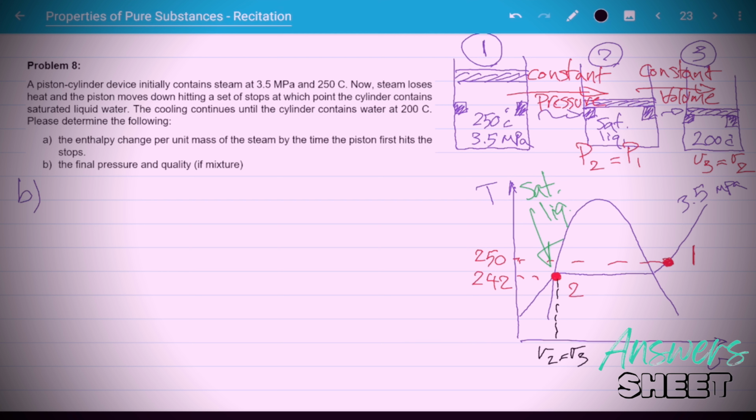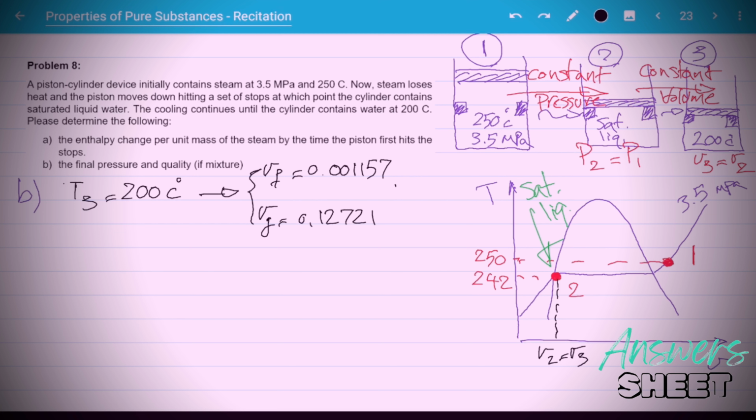So the final state temperature, or T3, is given as 200 degrees Celsius. I'm going to check the tables to find the specific volume of saturated liquid and saturated vapor at 200 degrees Celsius. So specific volume of saturated liquid is 0.001157, and for saturated vapor is 0.12721, both in meters cubed per kilogram.